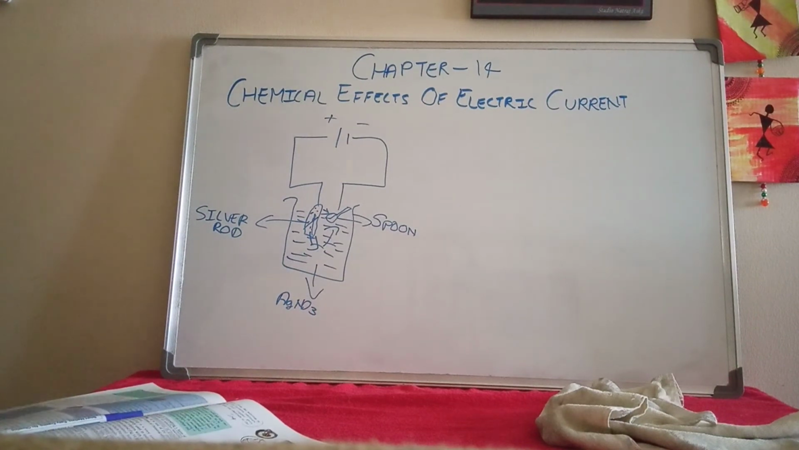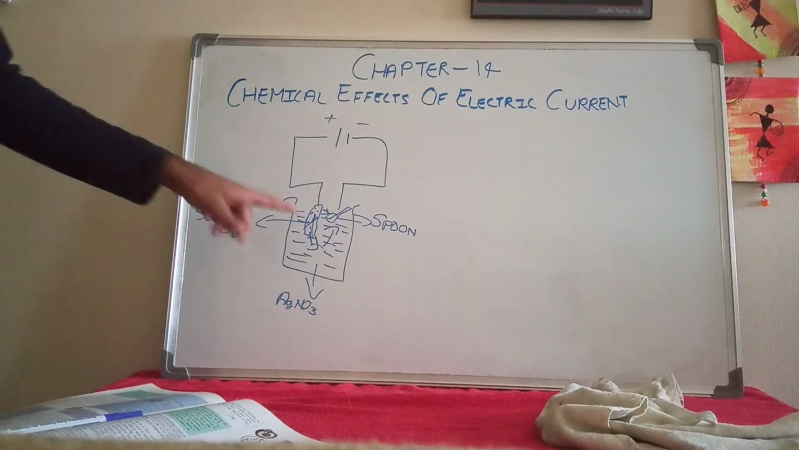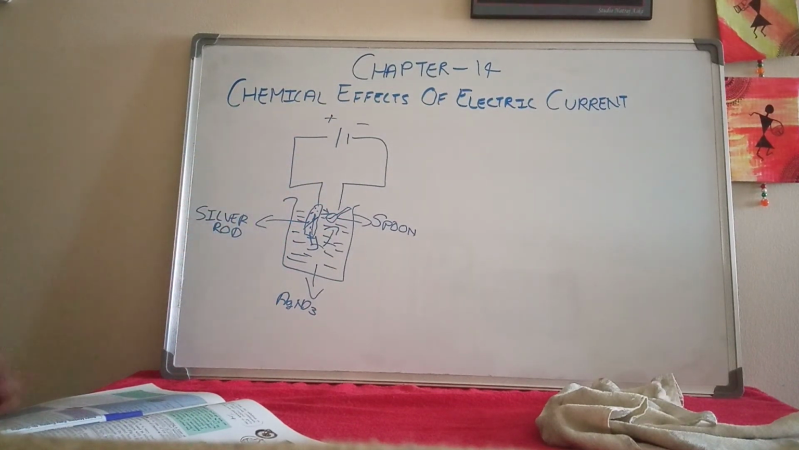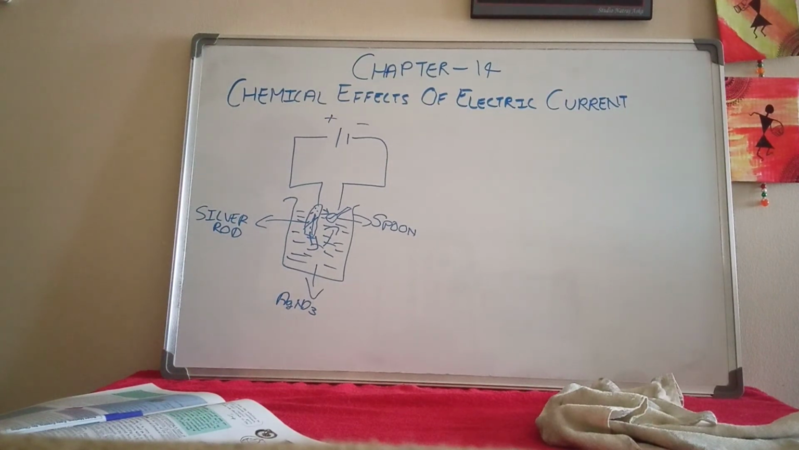And as we have learned that unlike charges attract, the positive ion goes to the negative terminal and the negative ion goes to the positive terminal. So when electricity passes through any liquid, gases are liberated. That means gases are produced. You can see that when electricity goes through water, you will see hydrogen gas being liberated from the negative side, because H plus is a positive ion. And this is how electrolysis happens.